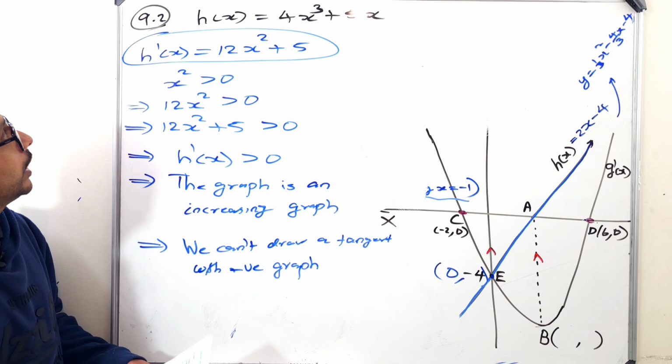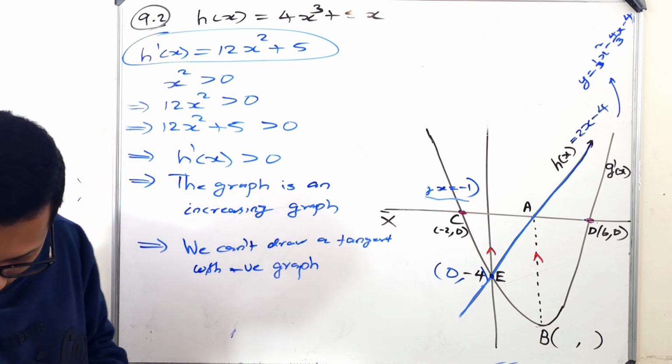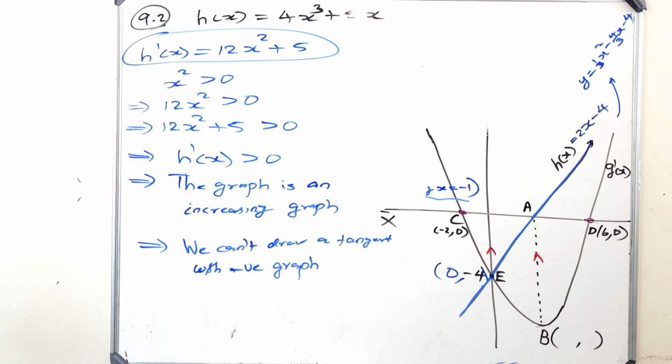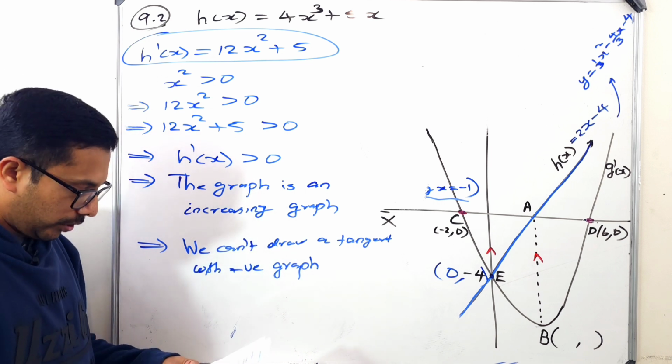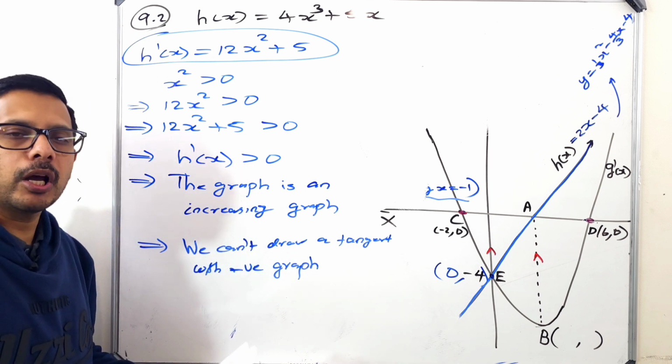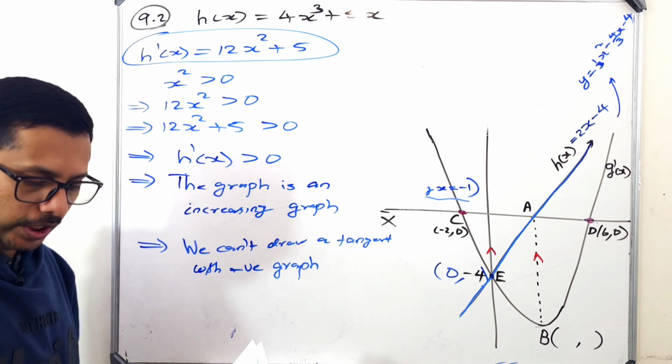Okay, so that is question number 9.2. We have to illustrate that one. We have to explain why we can't draw a graph with the negative gradient. So that is question number 9.2. Now we have to move to question number 10.